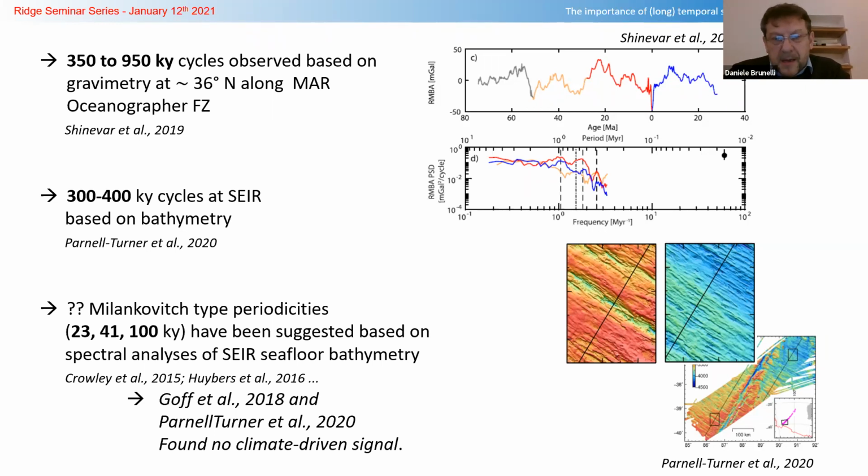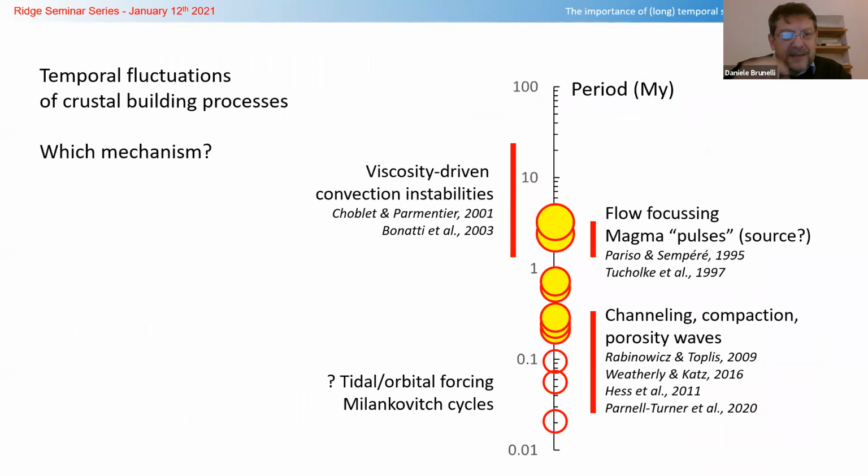Some years ago, there was a discussion introducing the possibility that shorter or higher frequency cycles can be inferred by studying the temporal evolution along the Southeast Indian Ridge, and this has been thought to match the orbital variability and the orbital periodicities introduced by the Earth's movement and the sea level fluctuation controlled by the Milankovitch cycles. Recently, this has been discussed as possibly unlikely, but we can keep this indication as the possibility of having very high frequency cycles in the crustal building processes.